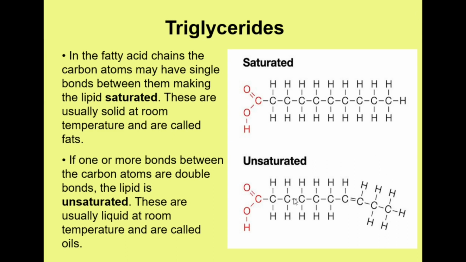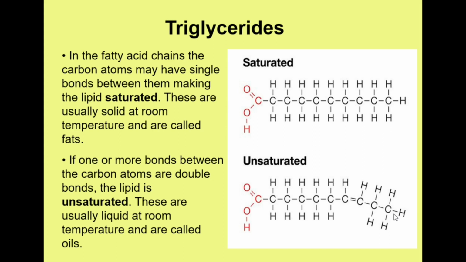What we can see here then is what would be referred to as a monounsaturated fat. So it's mono, meaning one. It means that there is one double bond between these two carbons. And that means that there's one kink in the chain.